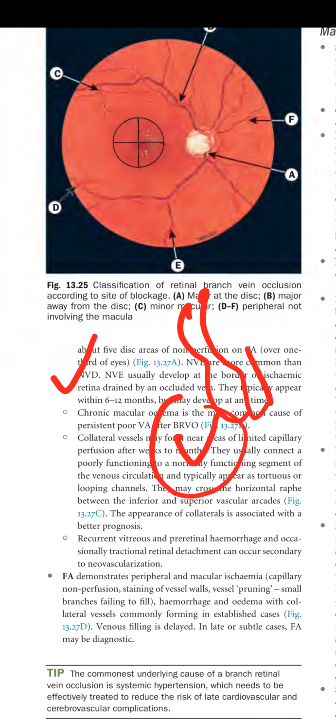Recurrent vitreous and pre-retinal hemorrhage and occasionally tractional retinal detachment can occur secondary to neovascularization. So, hemorrhage can occur, pre-retinal hemorrhage and tractional retinal detachment can occur secondary to neovascularization.